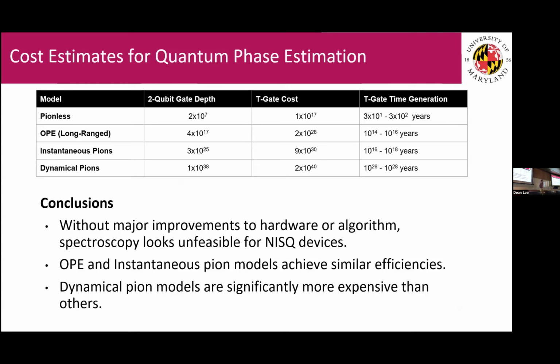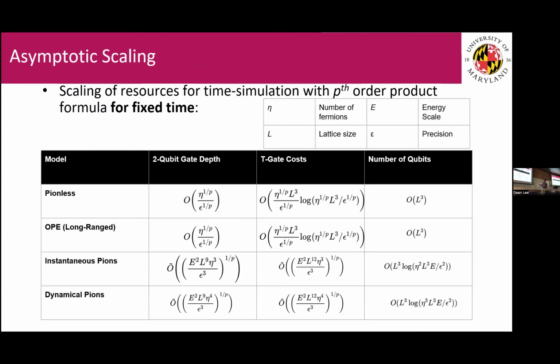But sorry, go on. I was wondering if you have a sense of how these costs would then scale with that precision. Yeah, great question. So the algorithm is basically, if you choose a Pth order Trotter formula, and we've mostly been working with P equals 1, the resource costs scale as 1 over epsilon to the 1 over P. So the precision is then just how many time steps essentially.